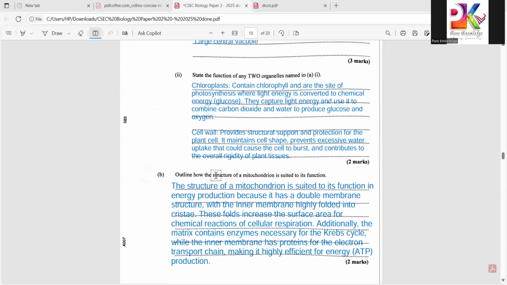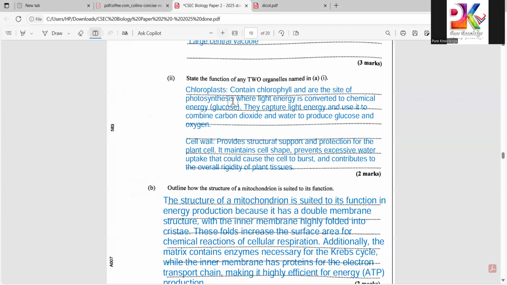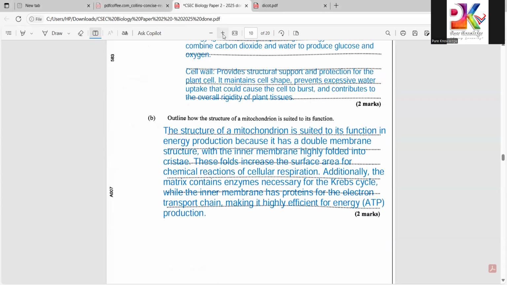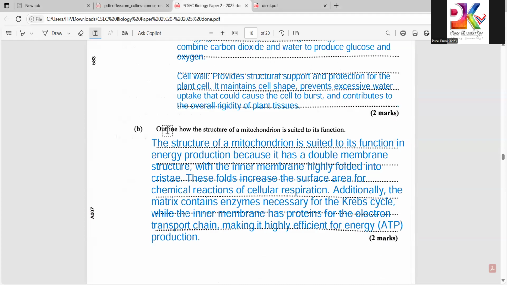Next, we say, outline how the structure of the mitochondrion is suited to its function. I thought this question was a bit hard. I thought it was a little bit hard. The structure of the mitochondrion, I mean, this sounds complicated to me, right? But if you did extra reading or your teacher covered it, excellent. So this is something that they look for.